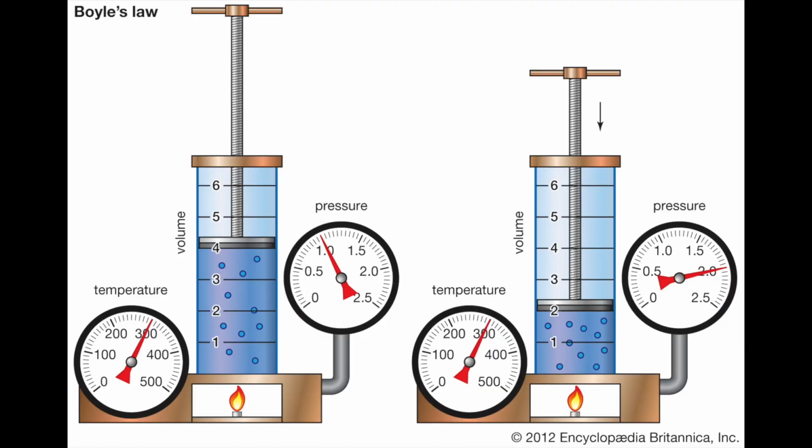Finally, in this image we can see Boyle's law, which states that volume and pressure are opposite, meaning that when volume is high, pressure is low, and when pressure is high, volume is low. Here in this lab equipment, we can see that temperature is constant, and when volume is high, pressure is low, and in the other one, quite the opposite.